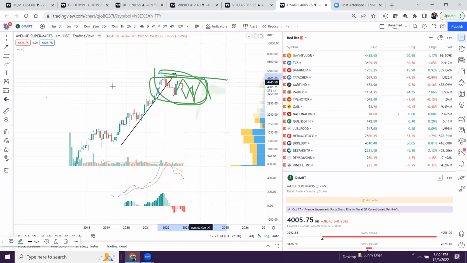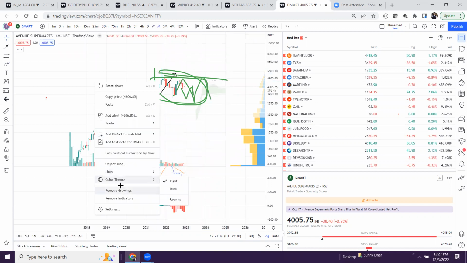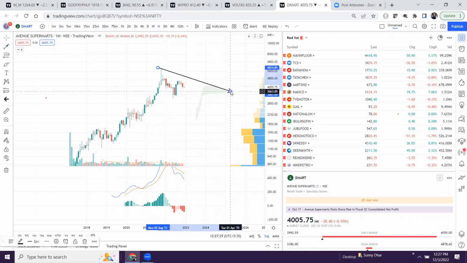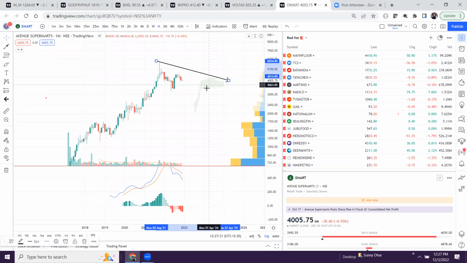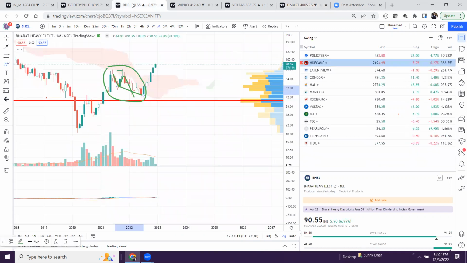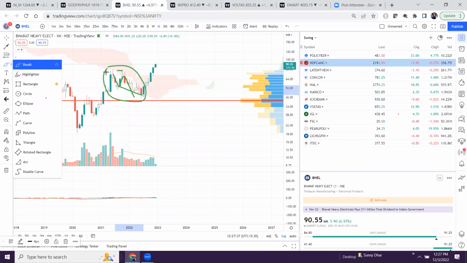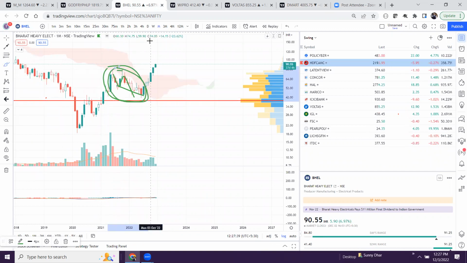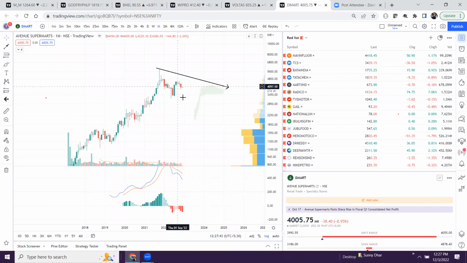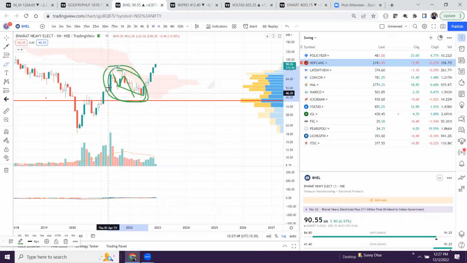But the best period will again come when this correction is over and the next impulse starts. So you have to identify it like this. Once this correction is over, that will be the best time to enter the stock. And remember that this can be time consuming also.